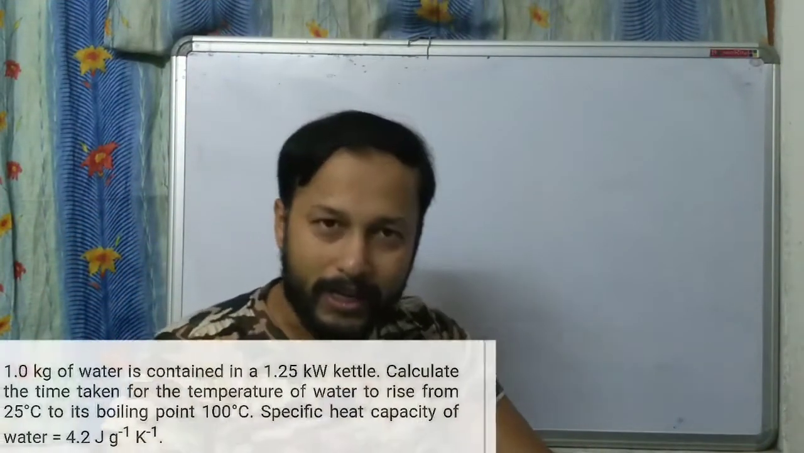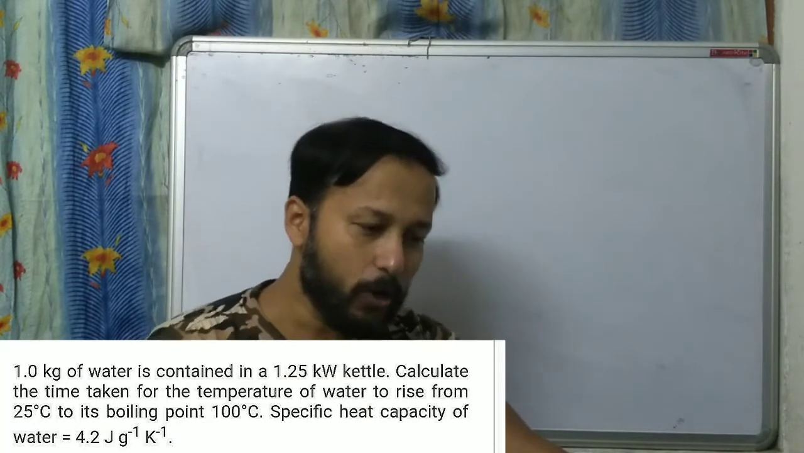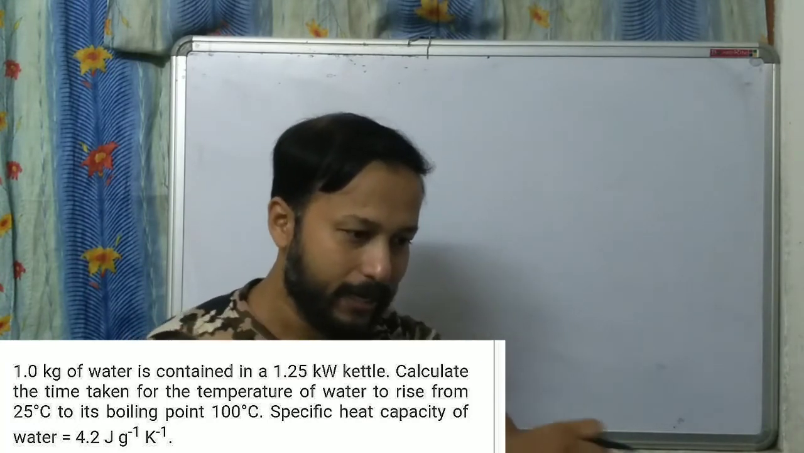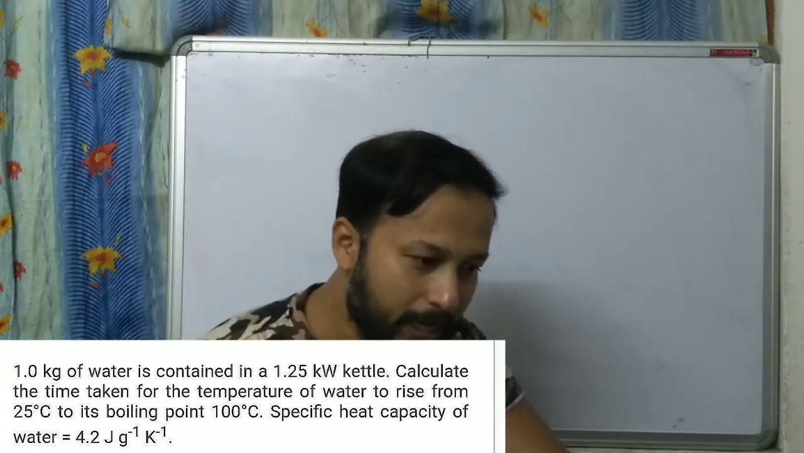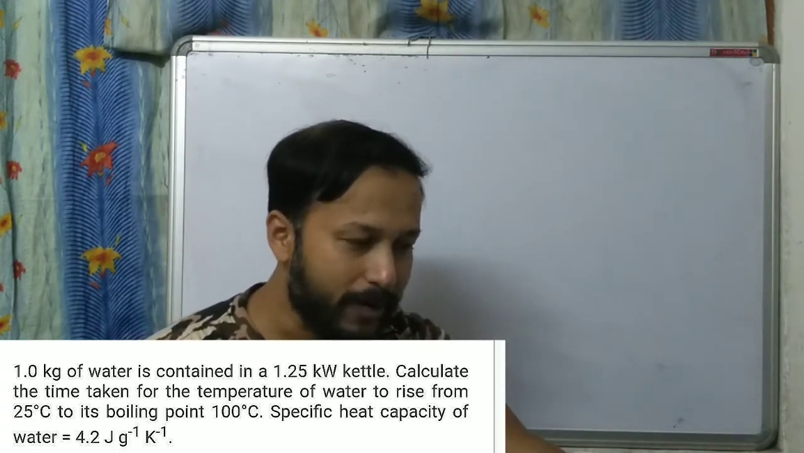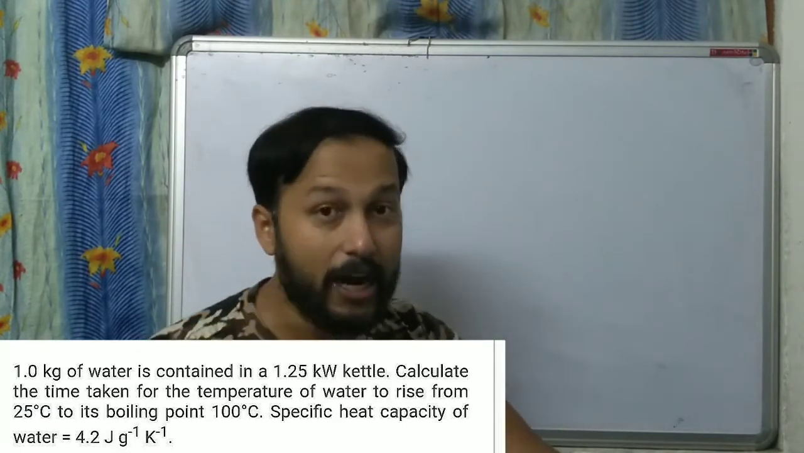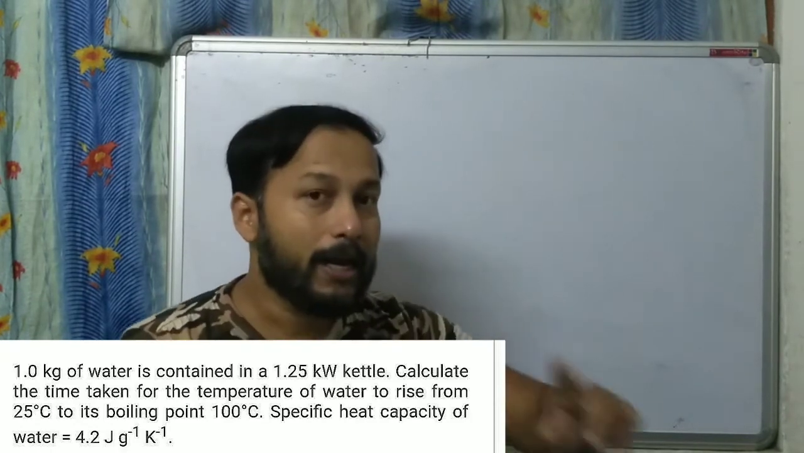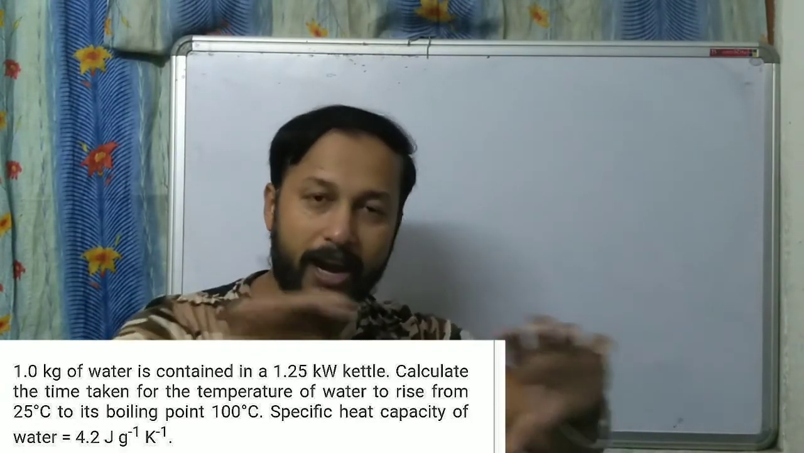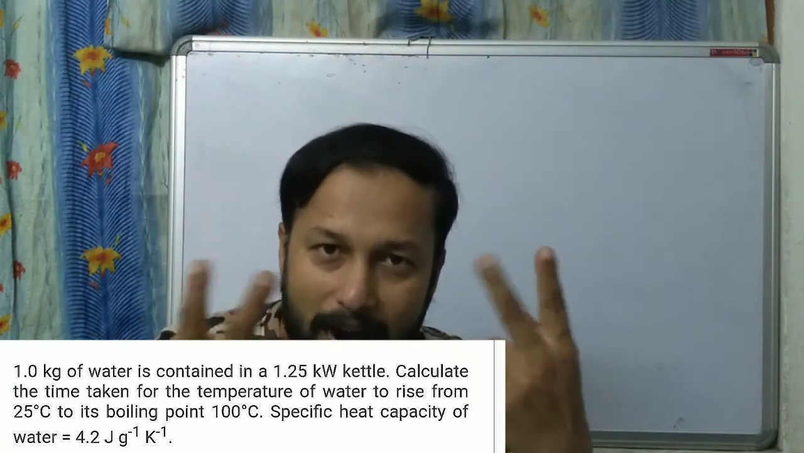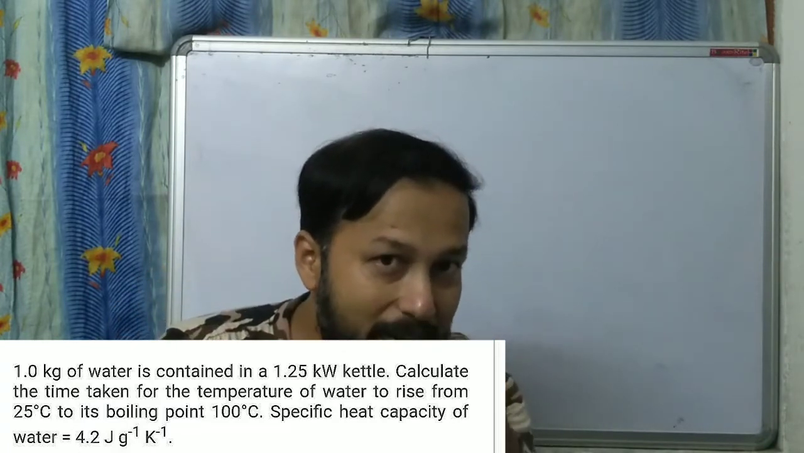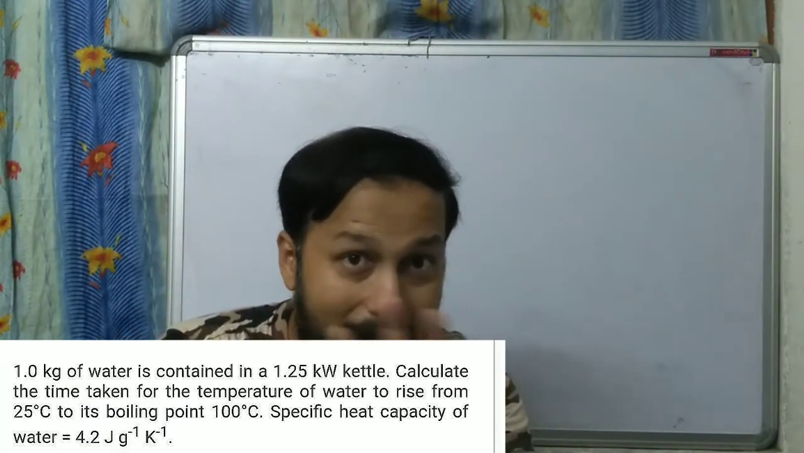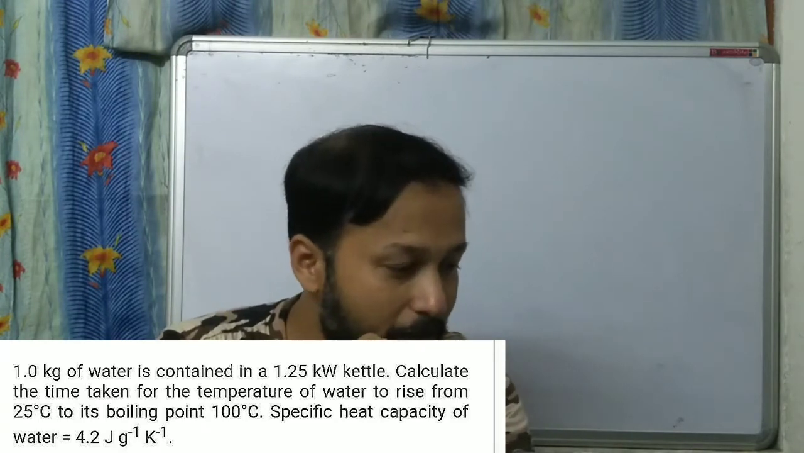1 kg of water is contained in a 1.25 kilowatt kettle. Calculate the time taken for the temperature of water to rise from 25 degrees Celsius to its boiling point. This sum is a little bit different. Here we are not going to mix like in the previous sums, where we added either two liquids or one liquid and one solid. But here we are not going to add anything.